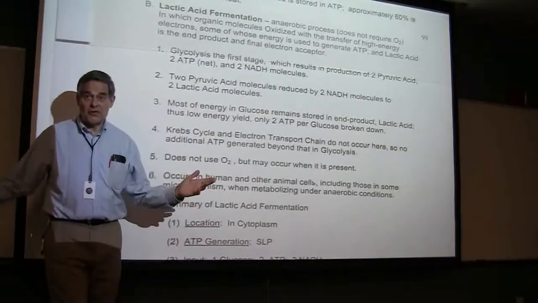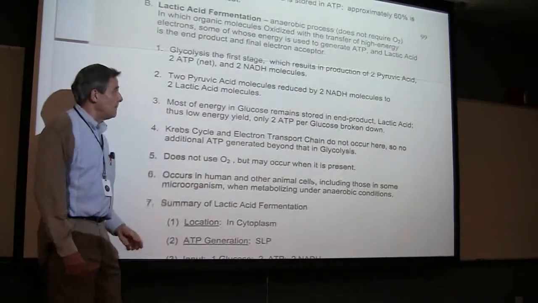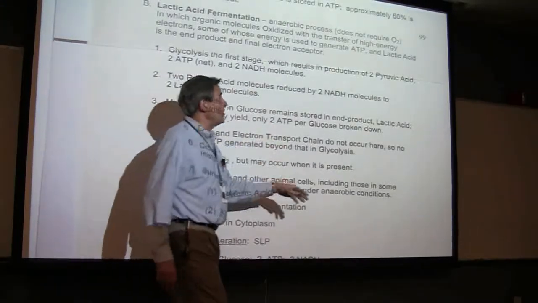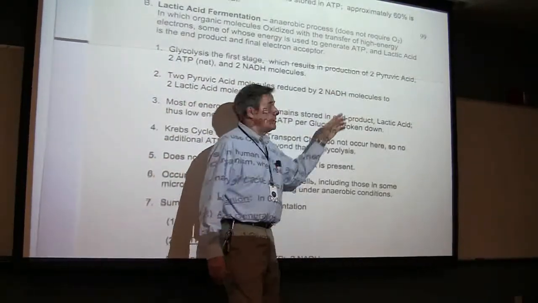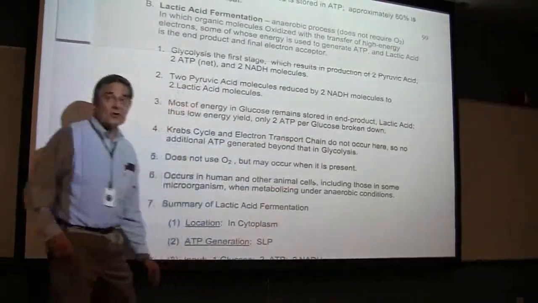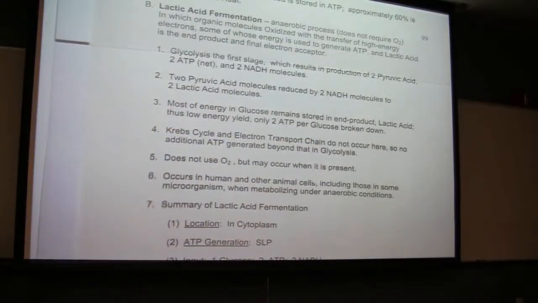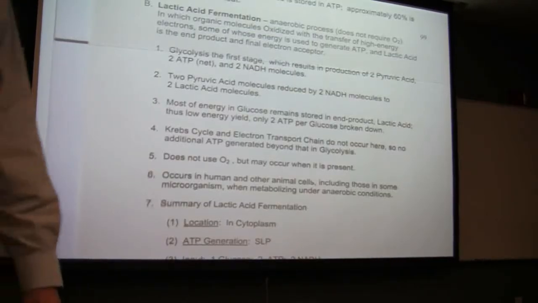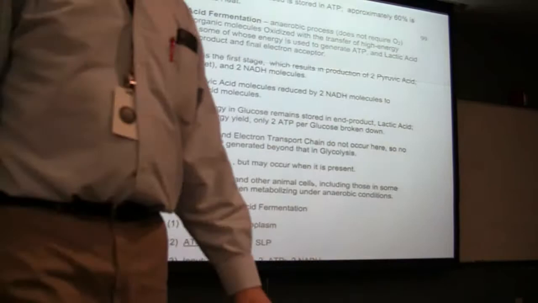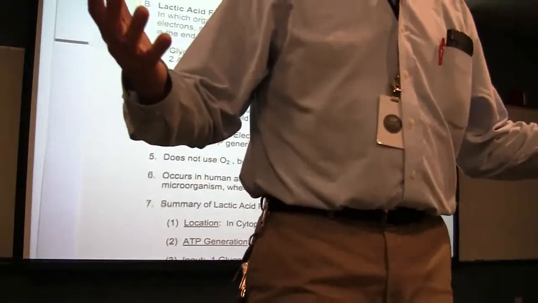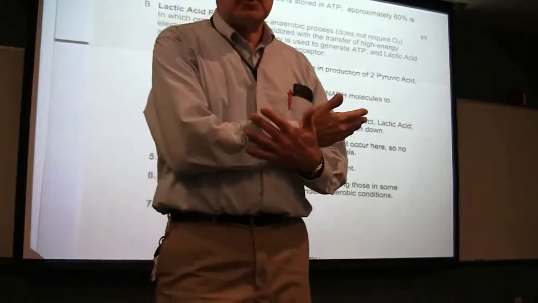So what are you left with as far as energy storage molecules? 2 ATPs, and that's it. Because we use energy from the NADHs to convert the pyruvic acid to lactic acid. So for each glucose, you're only getting 2 ATPs. How much did you get in aerobic cellular respiration? ATPs? 36 in most cells, and in some cells, 38. So you can see, much less efficient process.